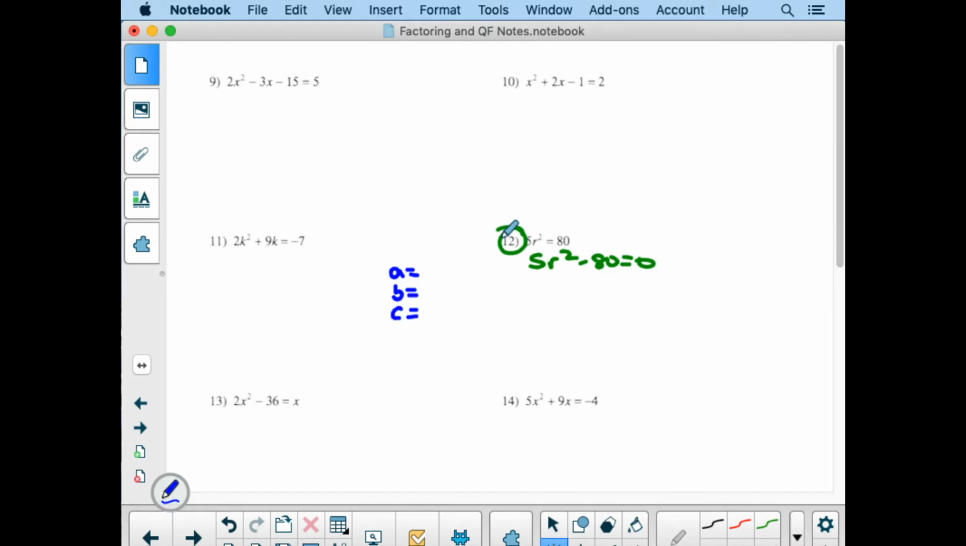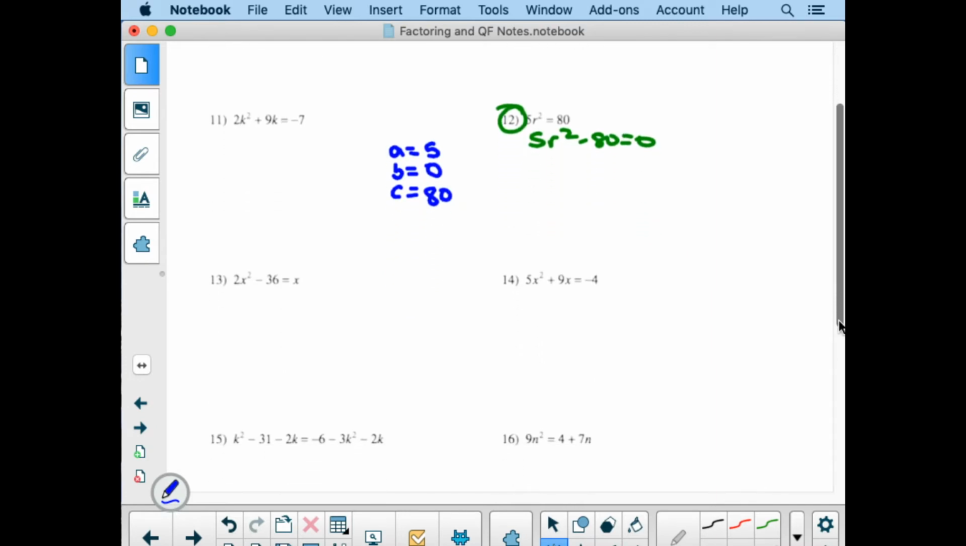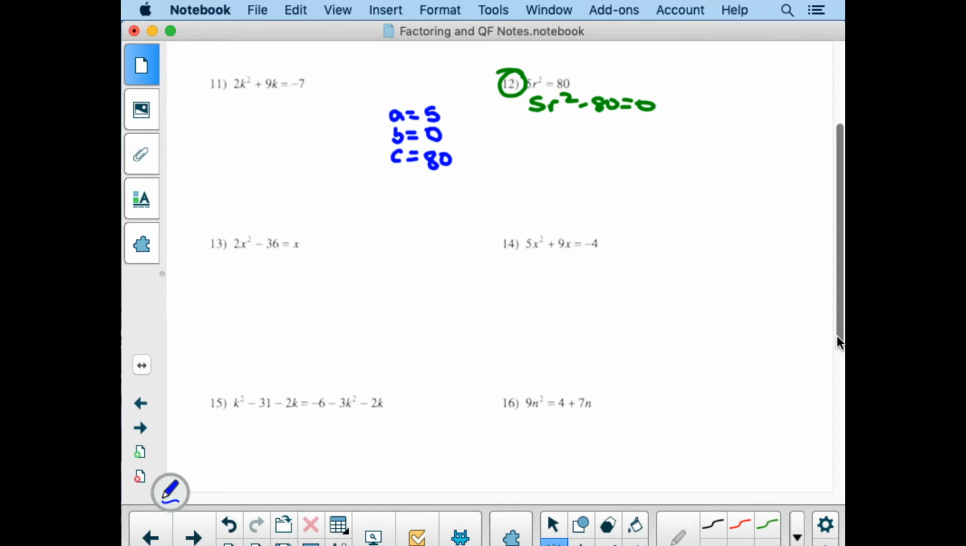Our a is the one in front of the squared term. B is usually in front of the just variable term. There is none there, so our b is actually going to be 0 this time, and our c is going to be negative 80. Now we go ahead and we plug those into our quadratic formula. So negative b, that's already a 0, so it's just going to be 0 plus or minus the square root of b squared, well that's 0 squared, minus 4 times a, times c, sorry, the c value, there we go, all over 2 times a.